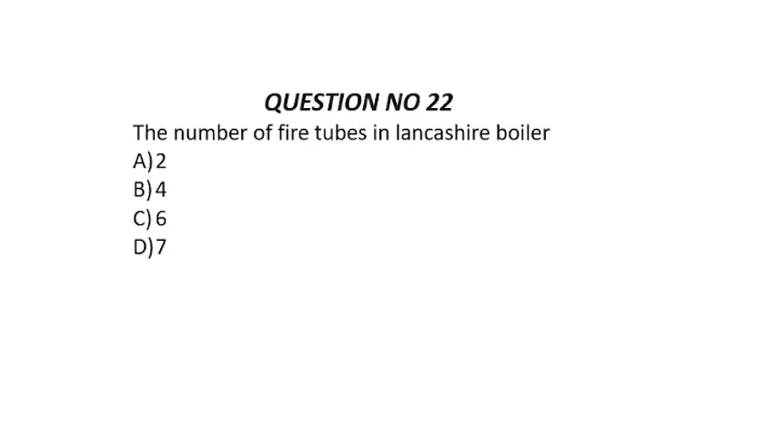Question number 22. The number of fire tubes in the Lancashire boiler is. Lancashire boiler is generally a fire tube boiler in which 2 fire tubes are present. So the correct option is option A.